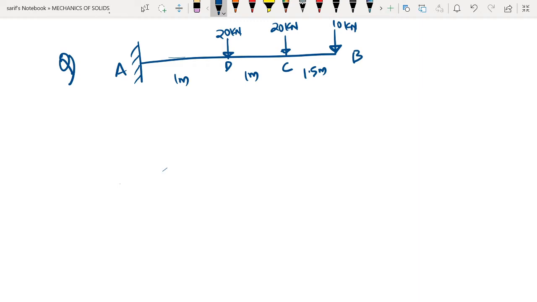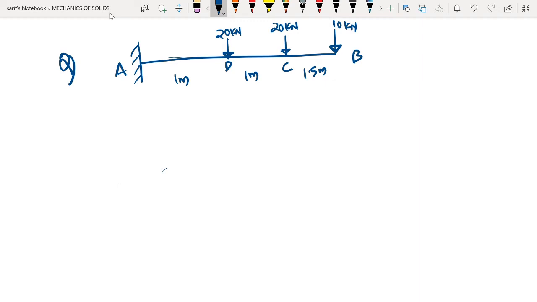Till now, what we had been considering was beams subjected to individual loading. However, from now on, we will be dealing with beams which are subjected to multiple loads. So let's see how to solve problems of this kind.